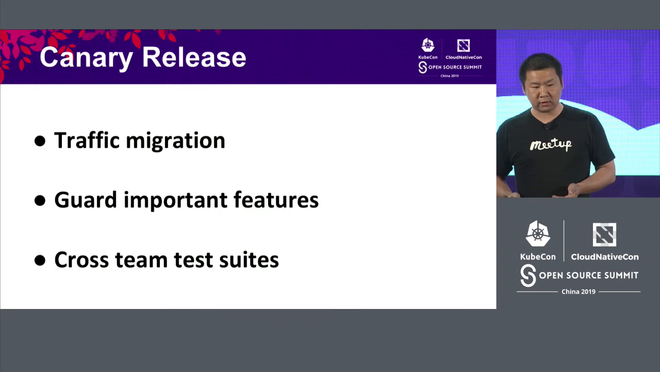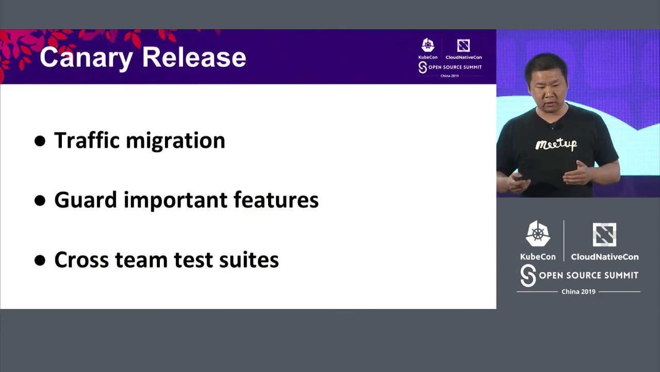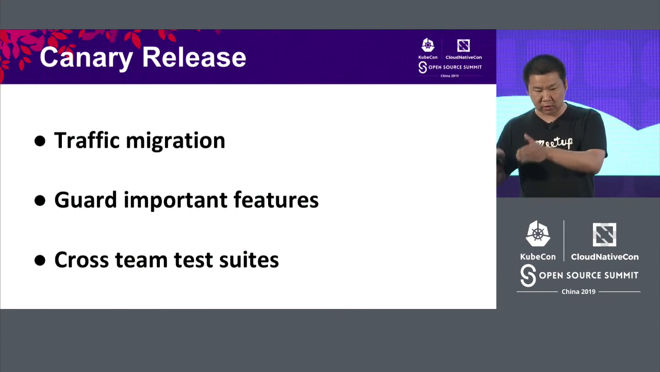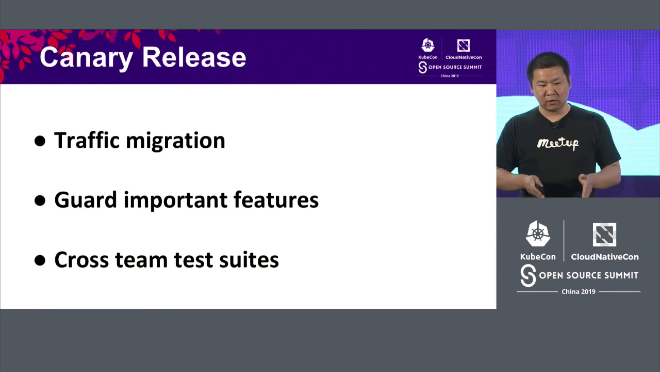The canary release is about traffic migration, so that we can have a pipeline to shift the traffic from production to the shadow traffic. A feature flag is about turning on and turning off. Canary is about the pipeline work, to have the test suite tested against the different teams' pipelines.